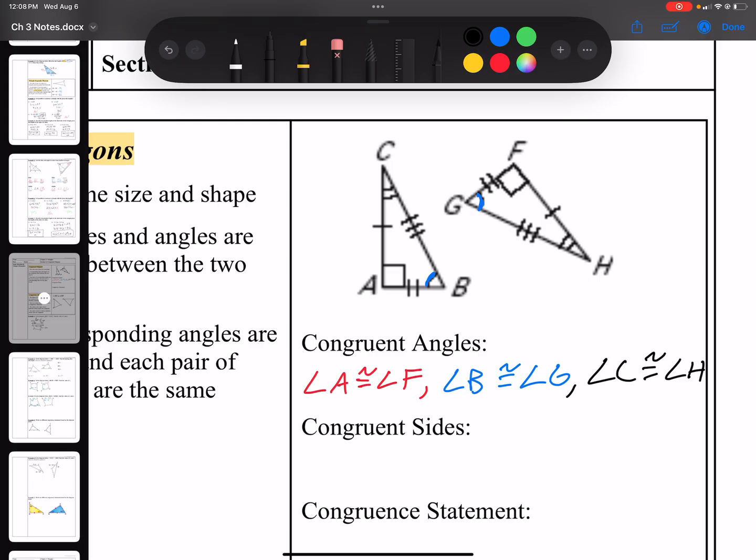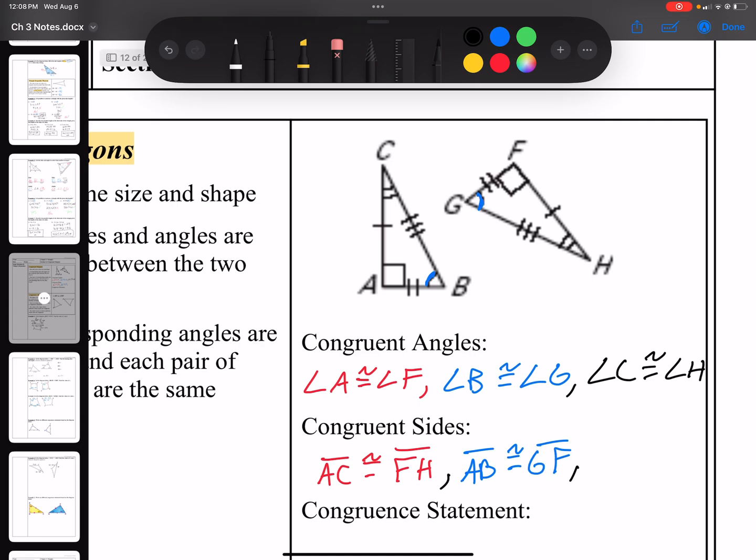Now the congruent sides. The triangle on the left, I have side AC with 1 tick mark. Well, that's going to be congruent to side FH with 1 tick mark. 2 tick marks now, I have side AB is going to be the same length. It's congruent to GF. And last, the 3 tick marks, BC is going to be congruent to GH. So those are the pairs of corresponding congruent sides.